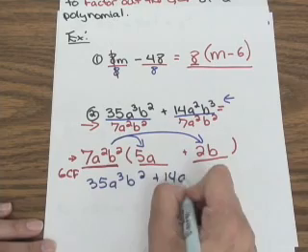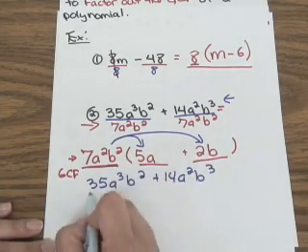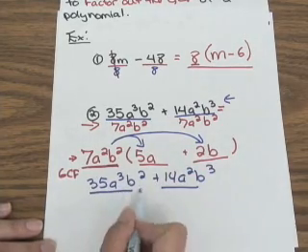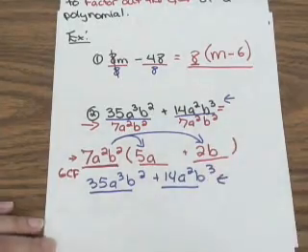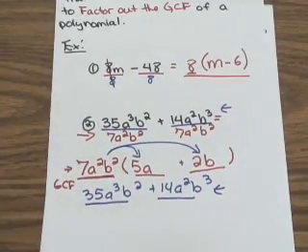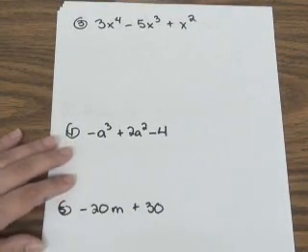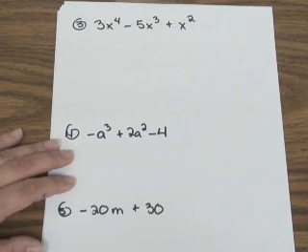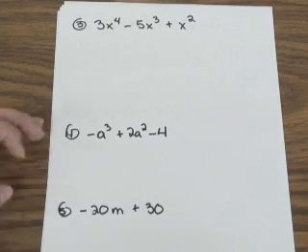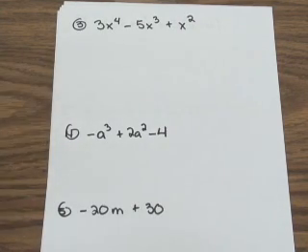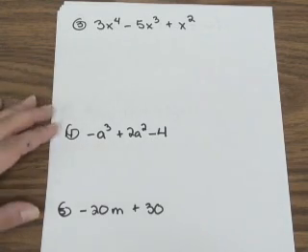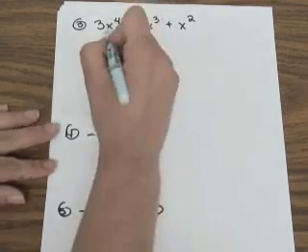Now let's look at a few more polynomials that we can factor out the greatest common factor from. In this first problem, 3x to the fourth minus 5x cubed plus x squared, the first thing I want to do is look at the numbers. 3, 5, and 1 do not have any common factors other than 1. So let's look at the variables. I have x to the fourth, x cubed, and x squared. Now the greatest common factor between these variables can only be the one with the smallest exponent. So in this case, the greatest common factor is x squared.